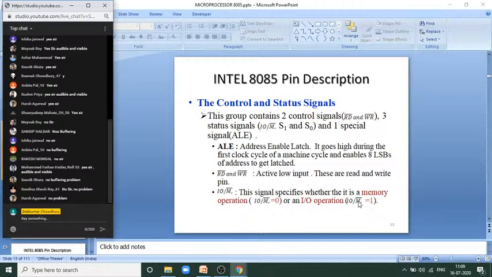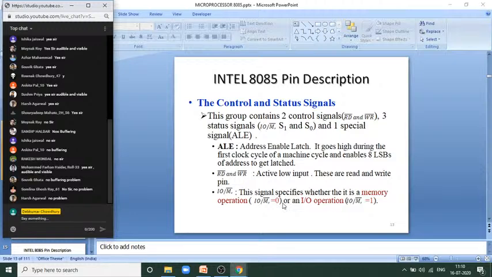If it is 1, then memory, that means M bar, becomes 0. Now if IO is 0, that means no IO operation. And what is the value of M now? 0. So 0 bar means 1, that means memory operation will be performed.